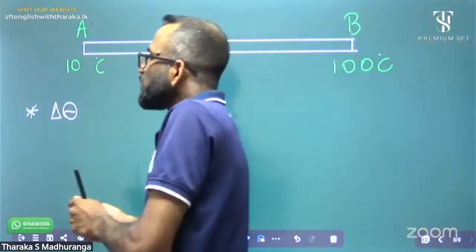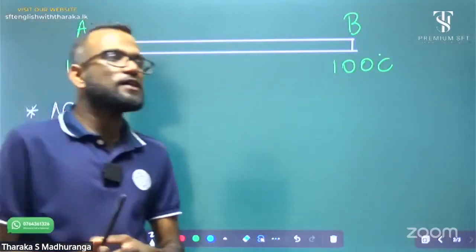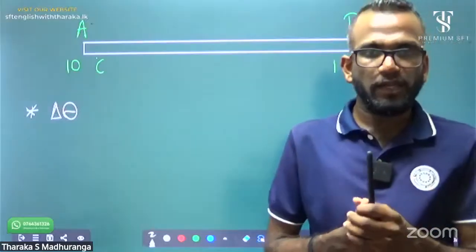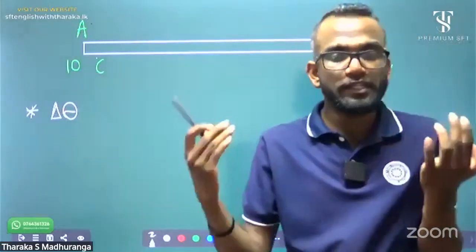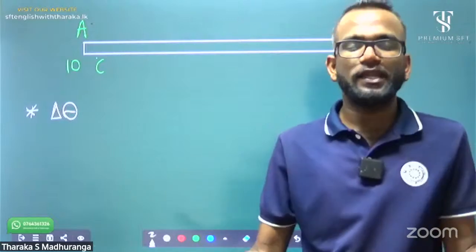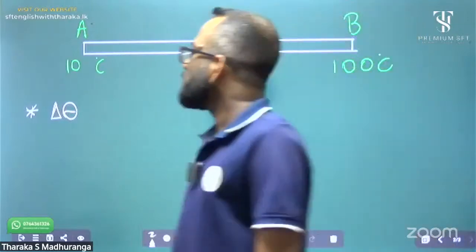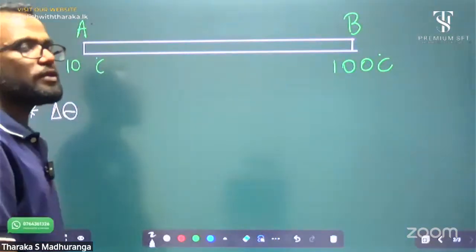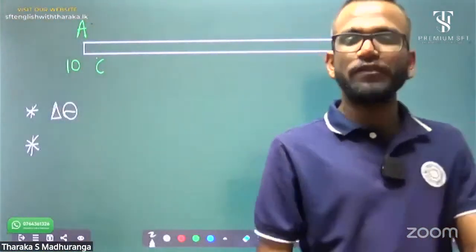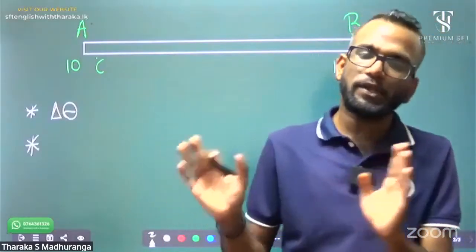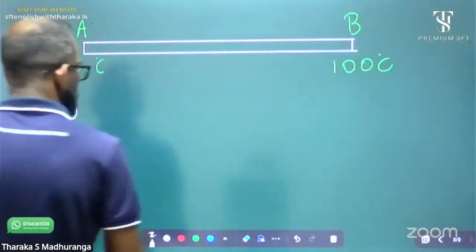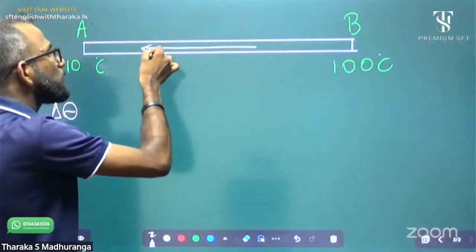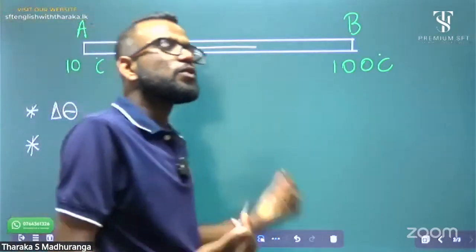Now the first point: what is the meaning of heat energy? It's an energy type which is formed due to temperature difference. If there is no temperature difference, no heat energy is formed. The second point: heat energy always transfers from higher temperature to lower temperature. That's the rule.